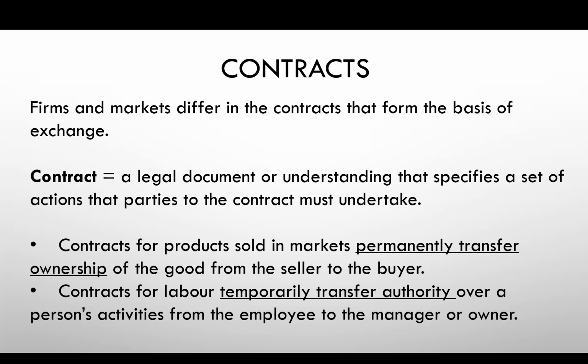So contracts. Firms and markets differ in the contracts that form the basis of exchange. A contract is defined as a legal document or understanding that specifies a set of actions that parties to the contract must undertake. So contracts in free markets are different to contracts in labor. Contracts for products sold in markets permanently transfer ownership of the good from the seller to the buyer, whereas contracts for labor temporarily transfer authority over a person's activities from the employee to the manager or owner.